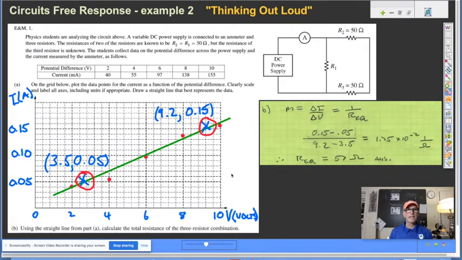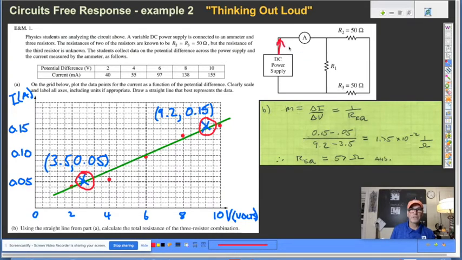Physics students are analyzing the circuit to the right. A variable DC power supply is connected to an ammeter and 3 resistors. The resistances of 2 of the resistors are known to be R2 equals R3 equals 50 ohms, but the resistance of the third resistor, R1, is unknown. The students collect data on the potential difference across the power supply and the current measured by the ammeter as follows. Now, before we get into the problem, let's get an idea of what's happening in the circuit.